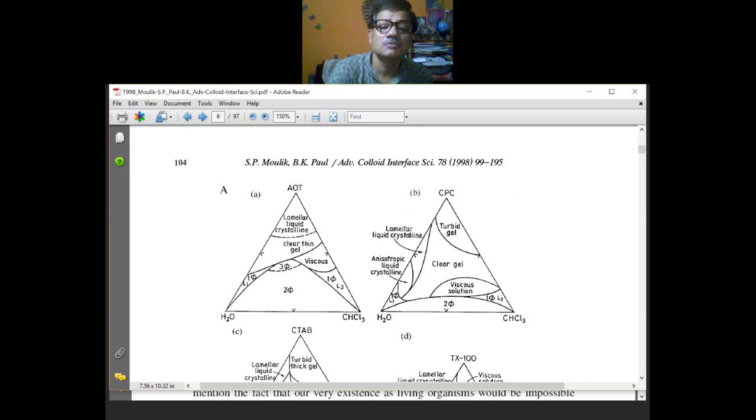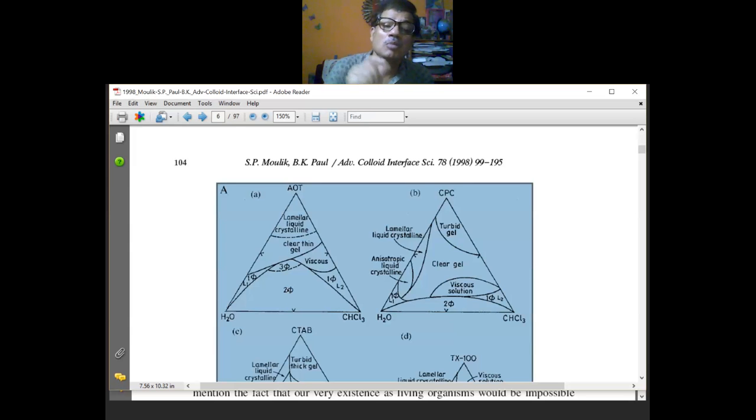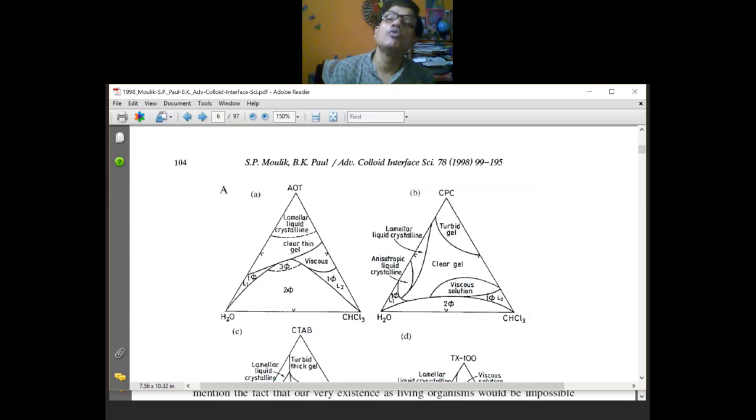And these are the different phases. Five means the number of phases; 2, 5 means two phase. So you clearly see the two phases are distinctly differentiated. So they are not miscible. Here you see three phases.